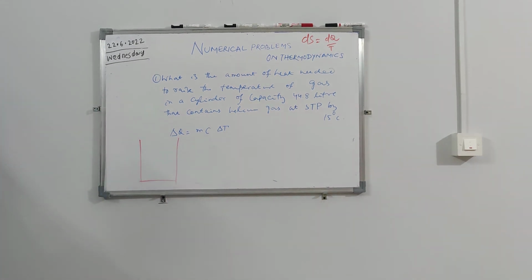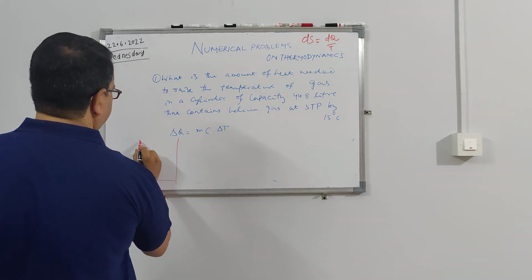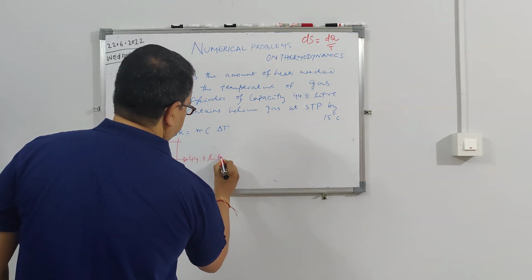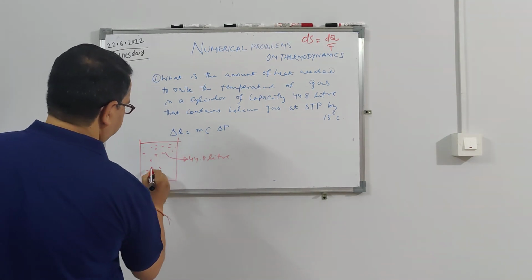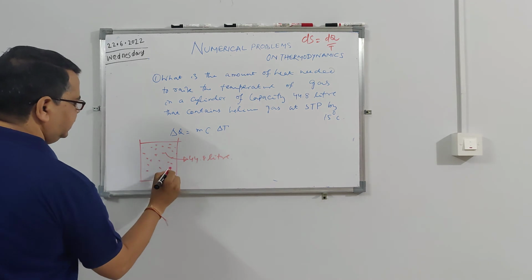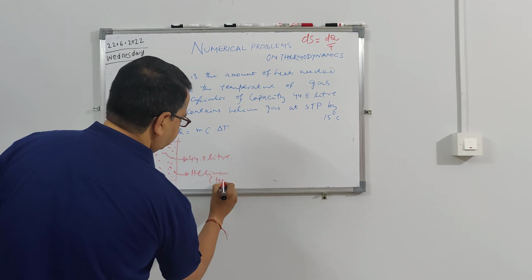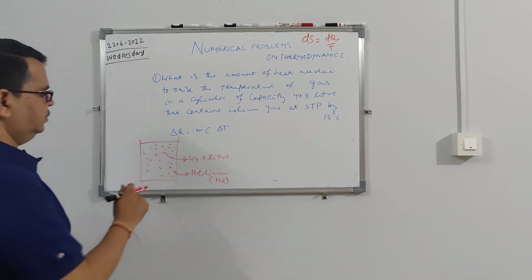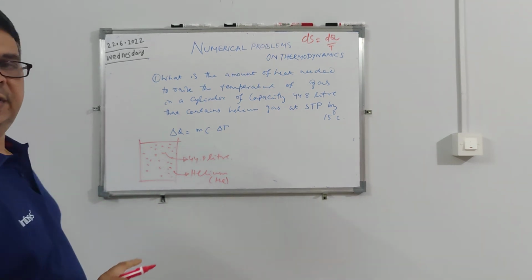So you can represent it like this. I have a cylinder. Let us say this cylinder is of capacity 44.8 liter. The cylinder has gas inside it. And what is the gas? That gas is helium, He, which is an inert gas. That is group 18. It is helium, 44.8 liter, at standard temperature and pressure.